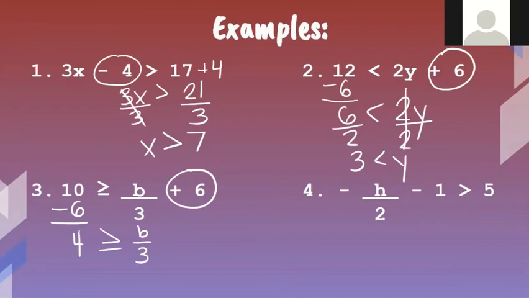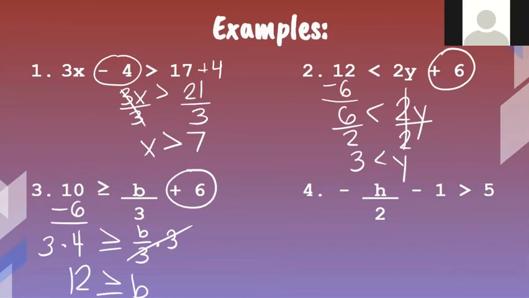Now this is showing b divided by 3, so to get rid of division, we need to do the opposite, which is multiplication. So we're going to multiply times 3 on both sides. Your 3's on the right side will cross out because they are the same number. Bring down your variable b and your inequality symbol. 3 times 4 equals 12. There's your solution. 12 is greater than or equal to b.